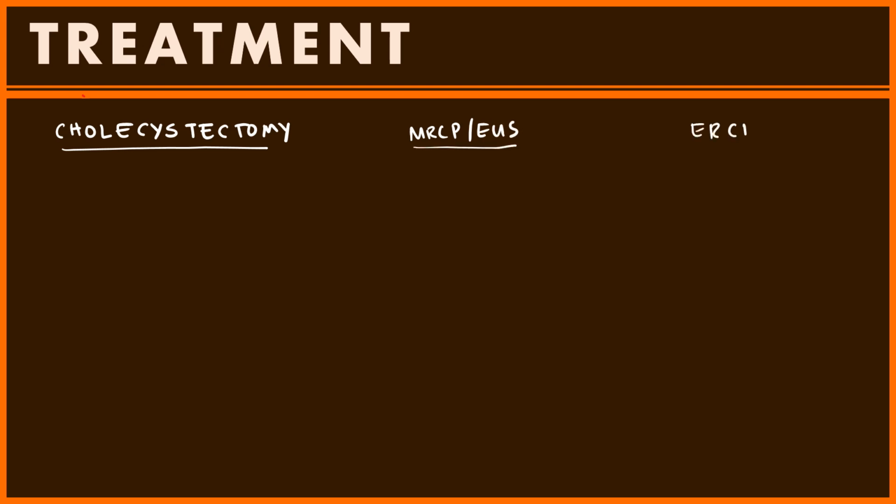So once you're suspicious of a patient having choledocholithiasis, your next step is pretty important. It's not necessarily always clear, but the way you want to think about it is you have three options to choose from. Either you can do a cholecystectomy, which is going for surgery, you can do an MRCP or endoscopic ultrasound, or you can just go for an ERCP. So how do you figure out which one to do?